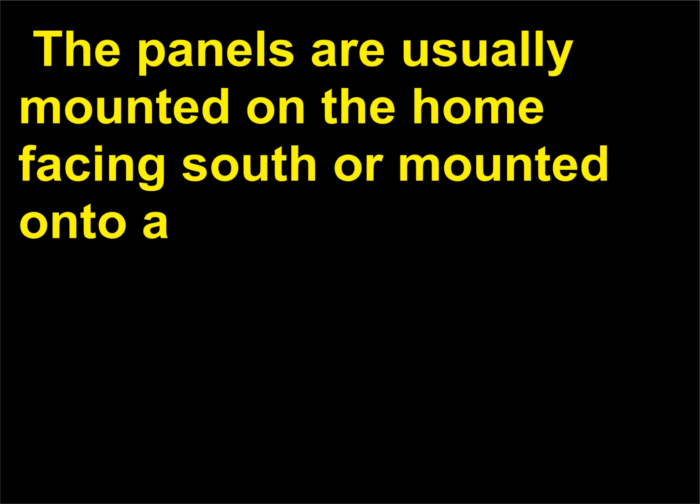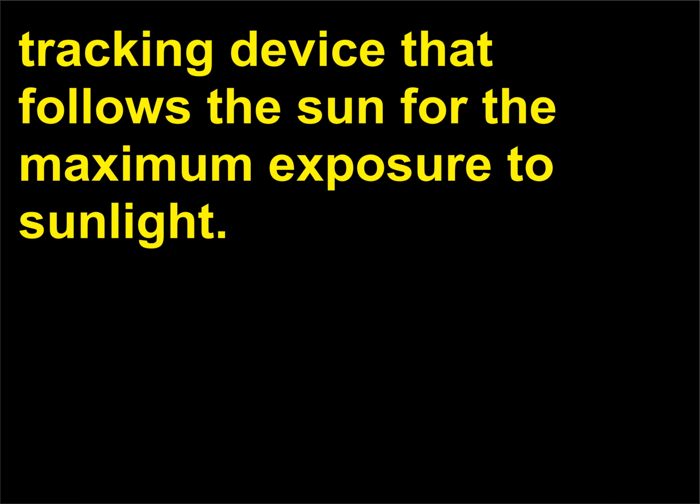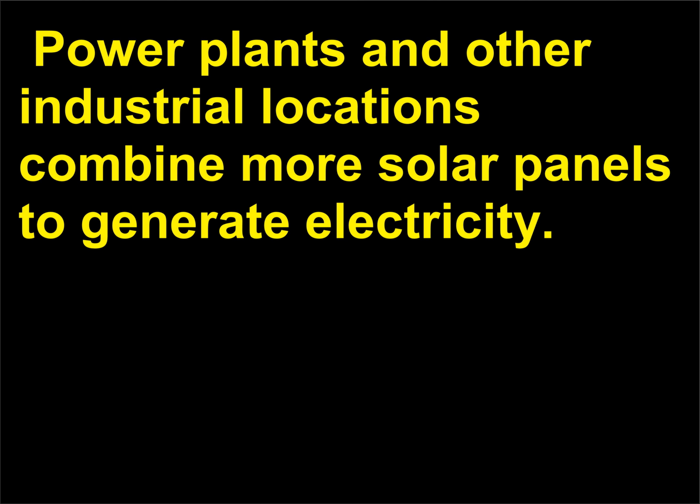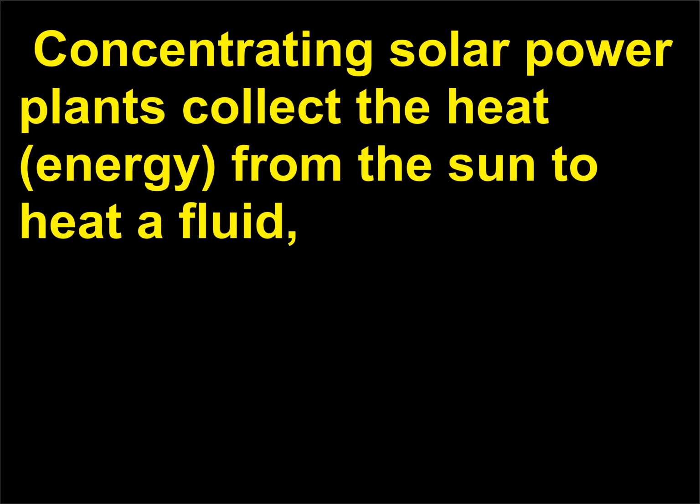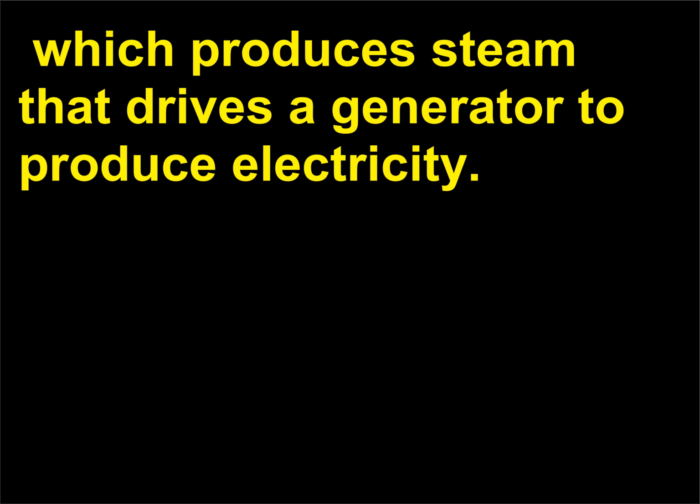The panels are usually mounted on the home facing south or mounted onto a tracking device that follows the sun for the maximum exposure to sunlight. Power plants and other industrial locations combine more solar panels to generate electricity. Concentrating solar power plants collect the heat, energy, from the sun to heat a fluid, which produces steam that drives a generator to produce electricity.